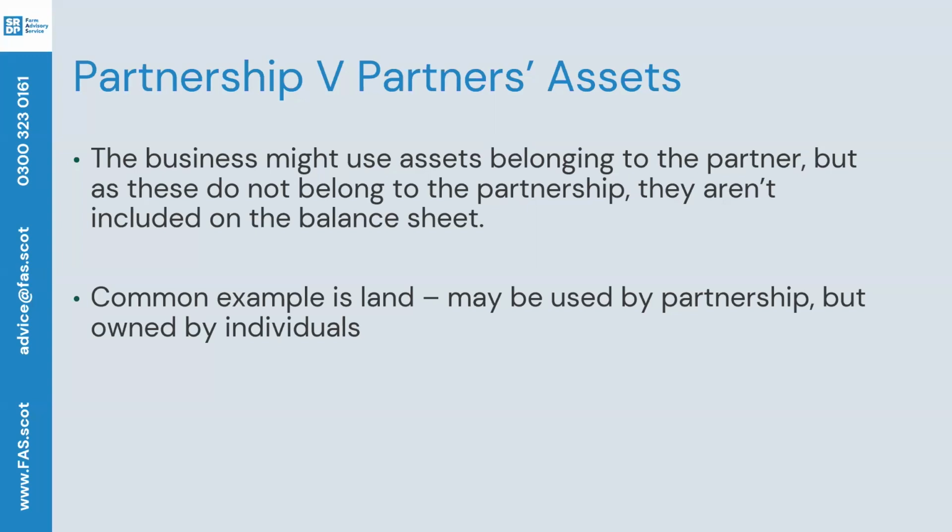If that's the case, generally what we see is that the farm wouldn't be shown in the balance sheet. All we would show in the business balance sheet are the assets that do belong to the business itself. Land is a really common example there. So that's just one to be aware of. So the business might have the use of the land, but if they don't own it, if it belongs to partners individually, it won't be shown. It might be the case that the partnership itself owns the land, in which case it would be shown.